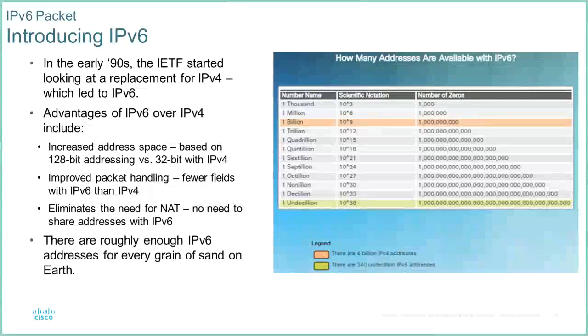We don't have as many sections of the header, so the header fields handling is more efficient because there's less fields for it to process, and we don't need network address translation anymore because we've got so many addresses available.